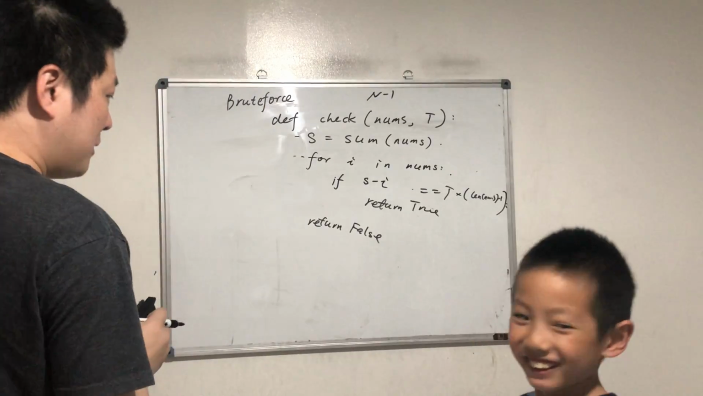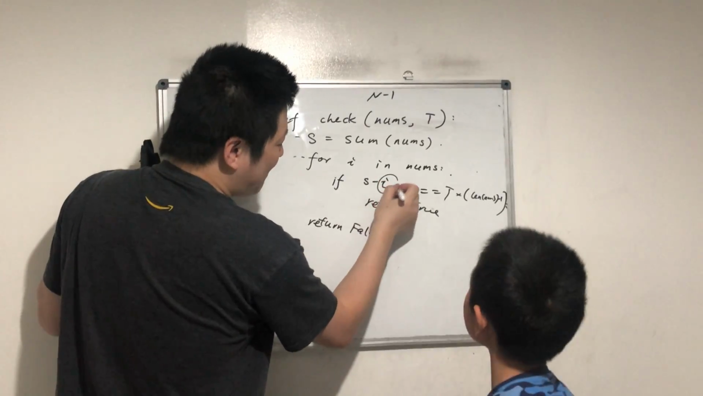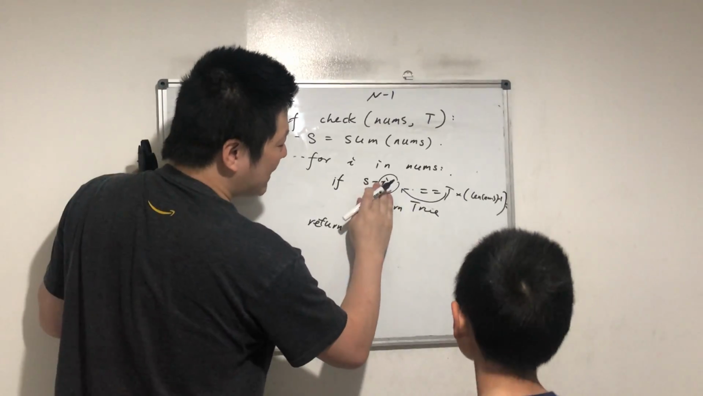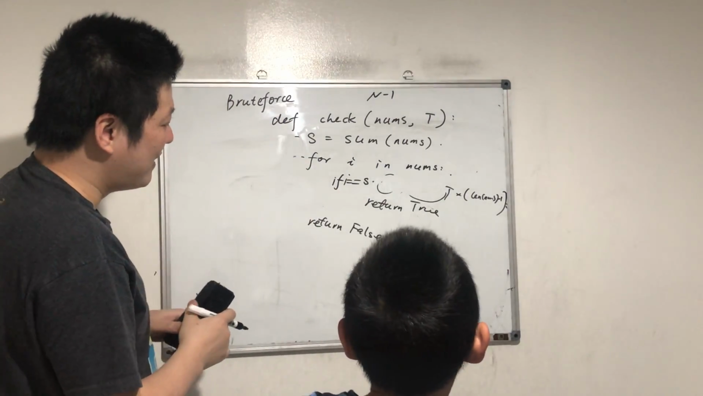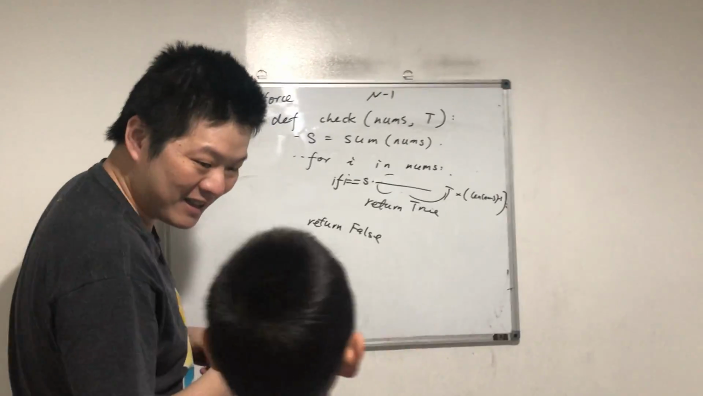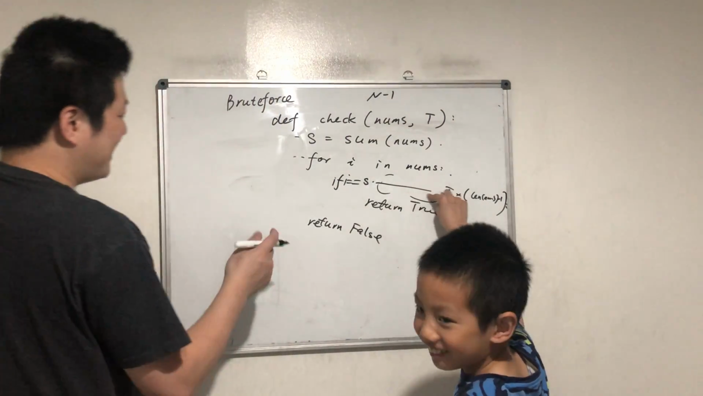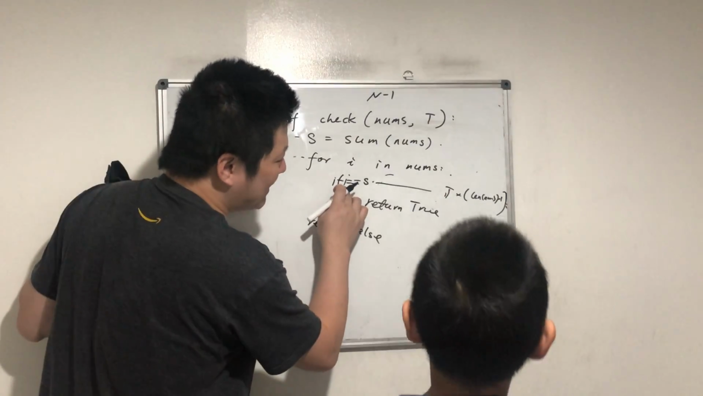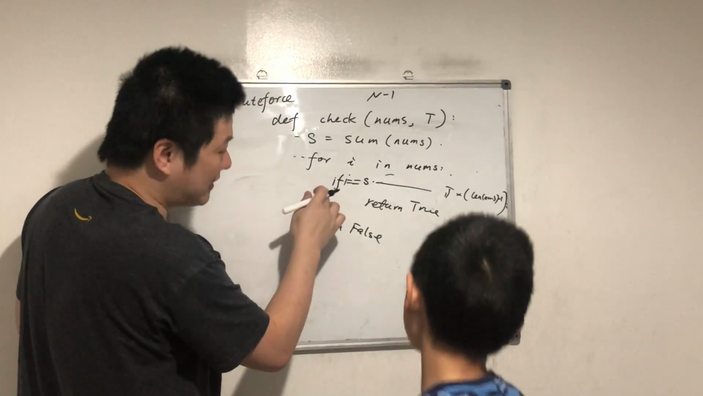Okay, look. If s minus t equals i, right? If we move this to the other side, we can write it as i equals s minus t times this. It's the same, right? Because eventually we want to find out if i is in one of these numbers. Does it make sense?